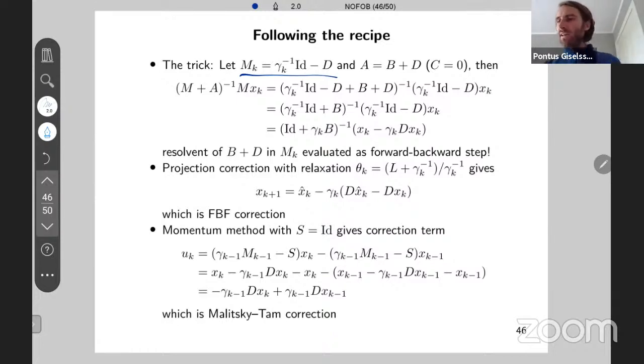But the key to getting there is to understand this trick: we have A is B plus D, and then we just subtract the D from M to effectively take it from the resolvent side to the forward side. If we look at that from a computational point of view, it may look very expensive to compute, but since A involves B and D, with this particular choice of MK it is typically quite easy to compute, because we assume that the resolvent of B is cheap and that the forward evaluation of D is cheap.